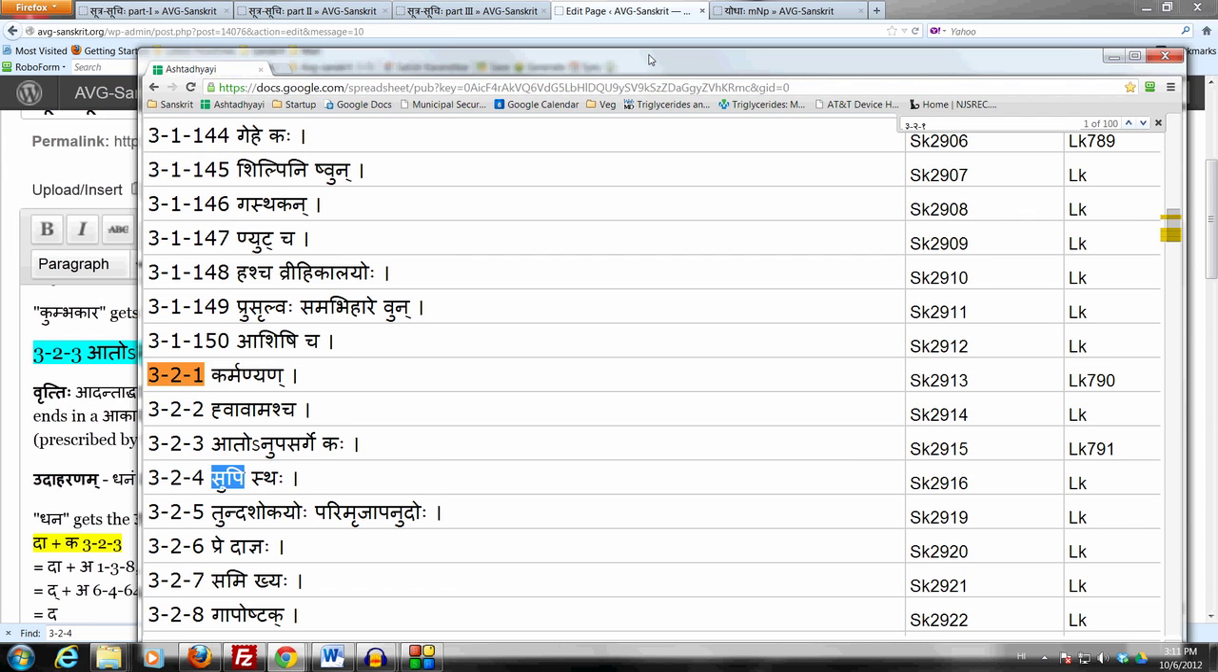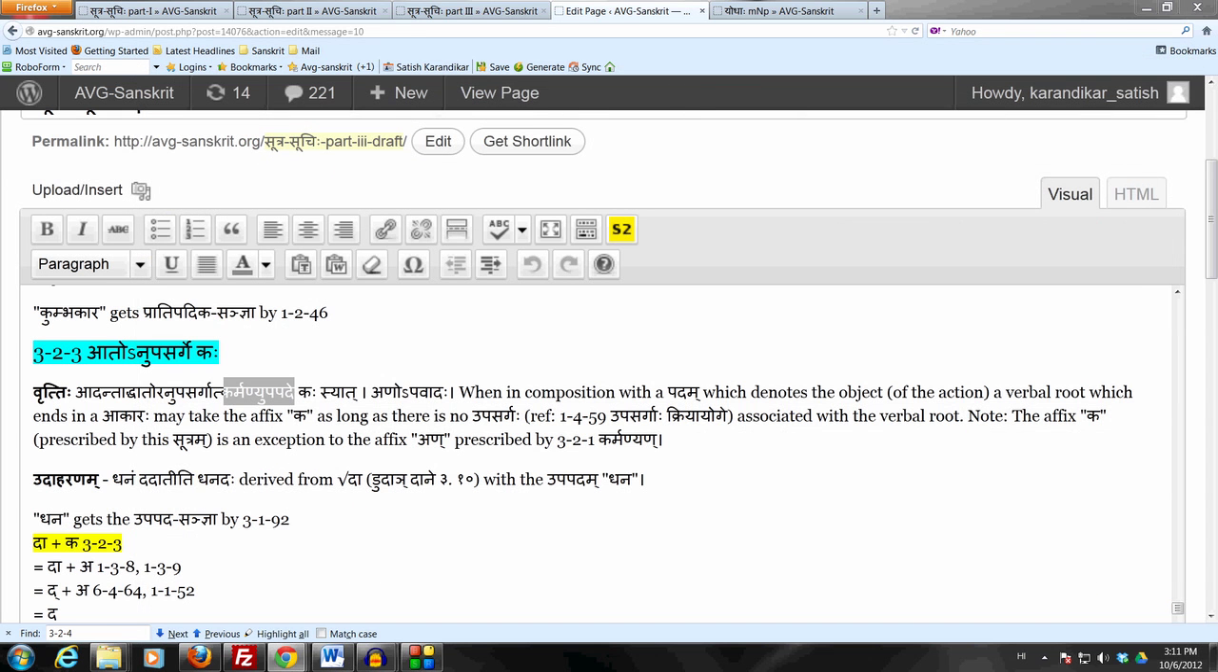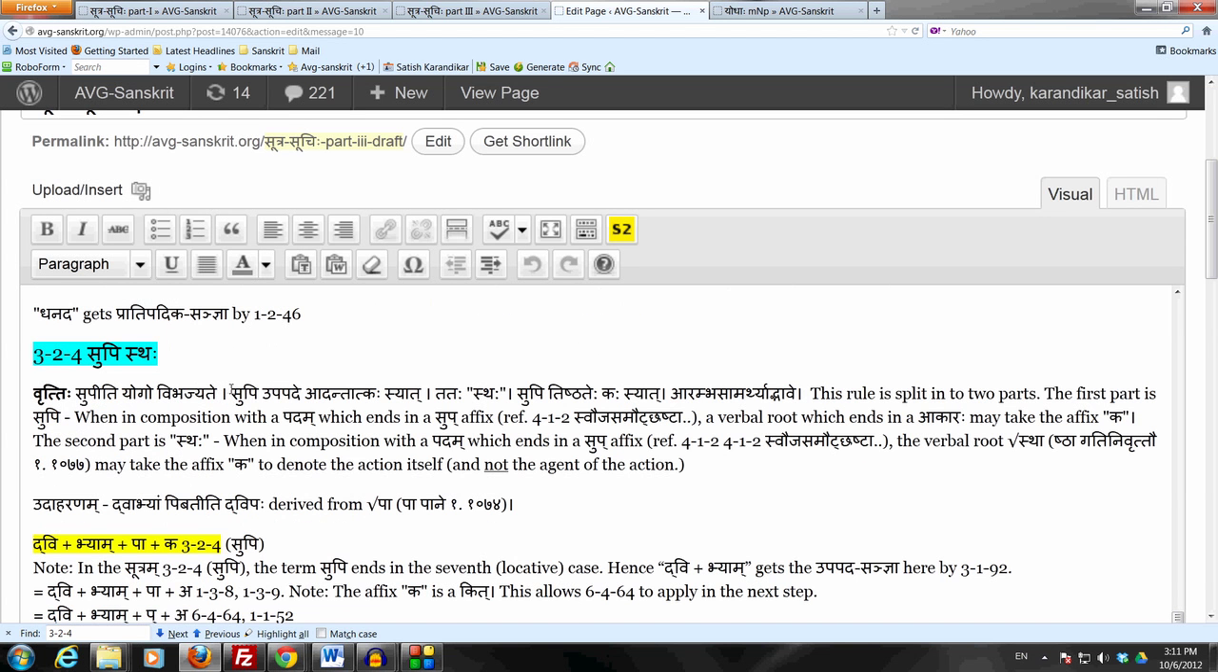So this is the first part, supi, which is split out to make a standalone rule, and it says supi upapade: when in composition with a padam which ends in a sup affix, adanta dhatoho, following a dhatu ending in a akaraha, same as what we had in the prior sutram, kaha, the Kridanta Pratyaya ka is prescribed. And then the remaining part is taken as a separate rule. The remaining part is sthaha.